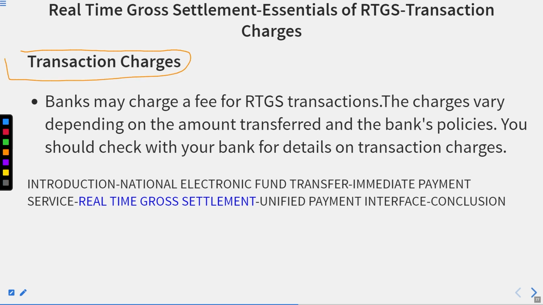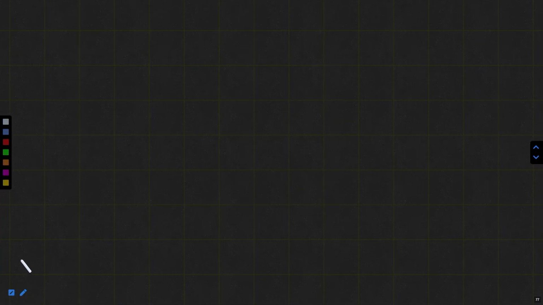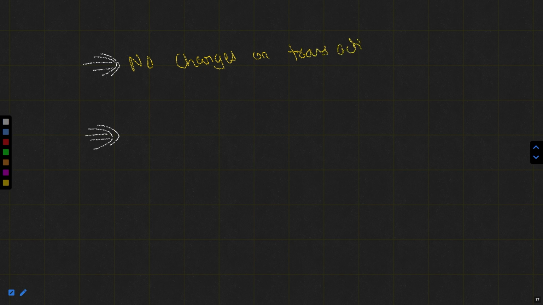Thereafter we talk about the transaction charges. Banks may charge a fee for the RTGS transaction. The charges vary depending upon the amount transferred and the bank's policies. You should check with your bank for details on the transaction charges. Now here is one thing which we should understand, always remember there are no charges on transactions for online mode.